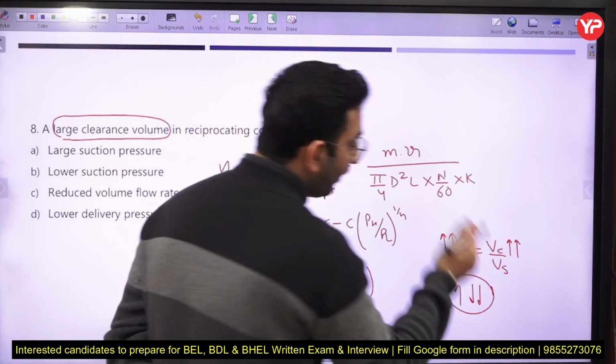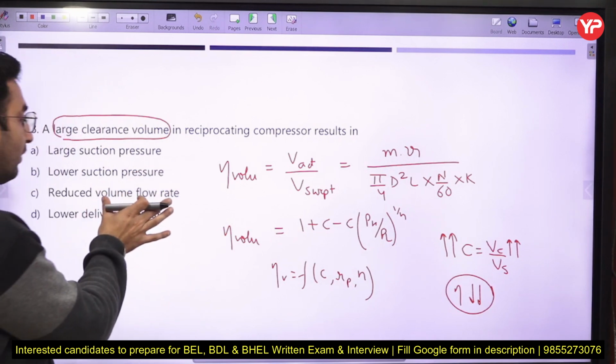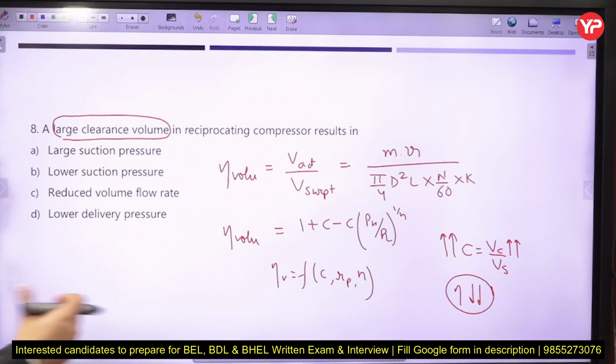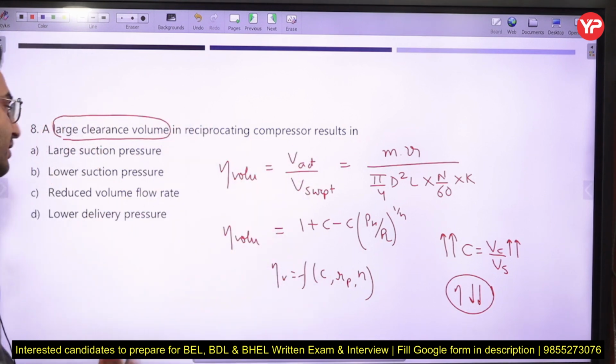And the decrease in volumetric efficiency means that the volume flow rate, basically the actual volume which is being entered into the reciprocating compressor, is going to be very, very less here. So option C is going to be the correct option in this case. That is a very, very simple part.